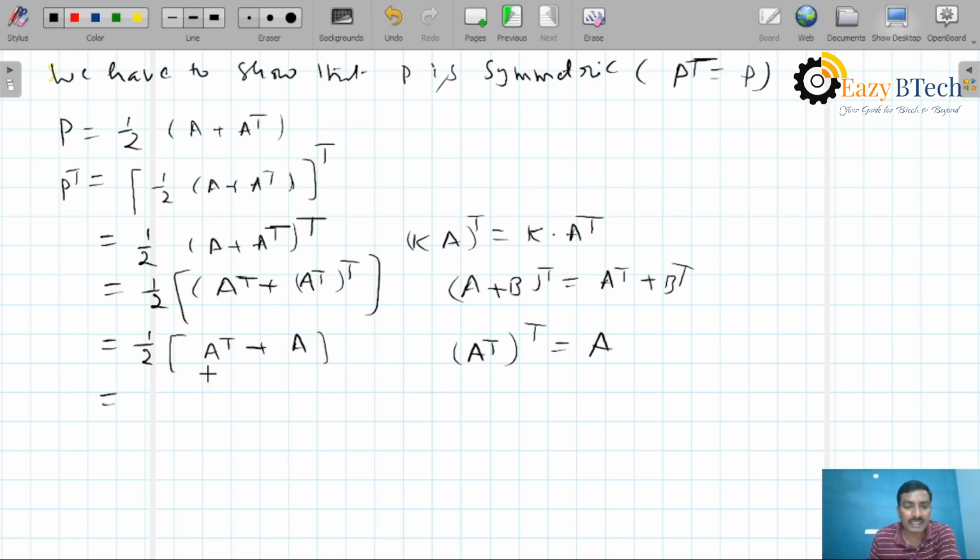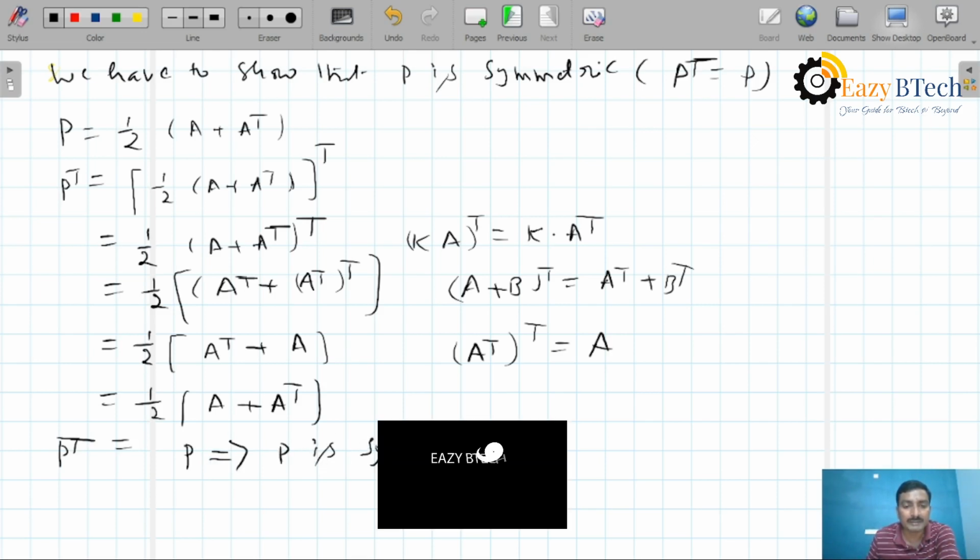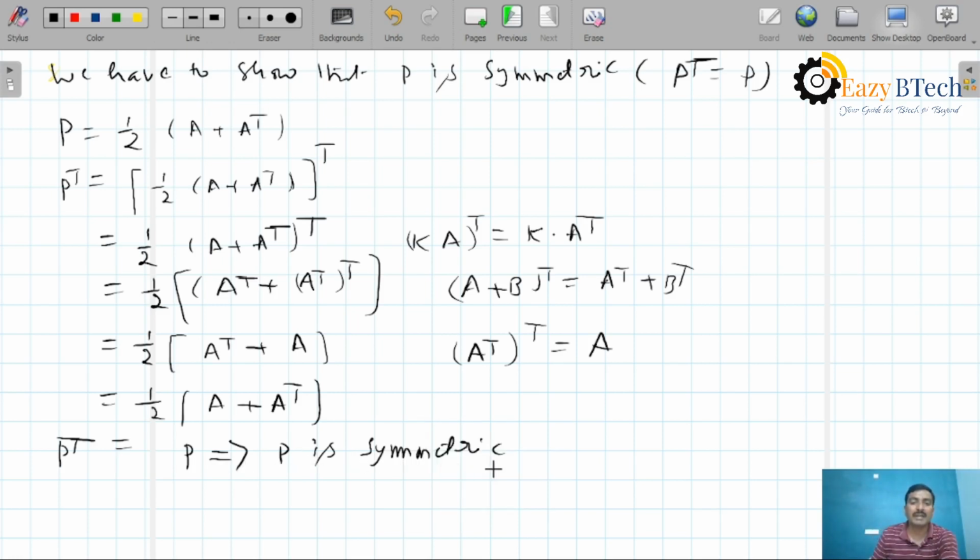Then just interchange the order of this sum. Then you will get A plus A transpose. 1 by 2 into (A plus A transpose) means again this is P. So therefore P transpose equals P. Then P is called symmetric. Here we proved that P is symmetric. Again, we have to prove that Q is skew symmetric.